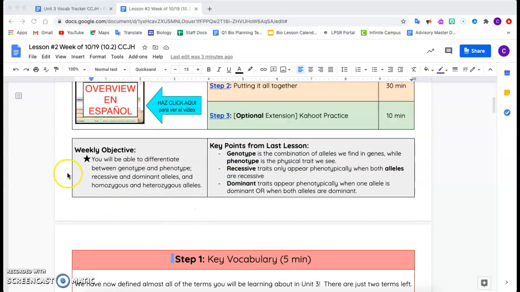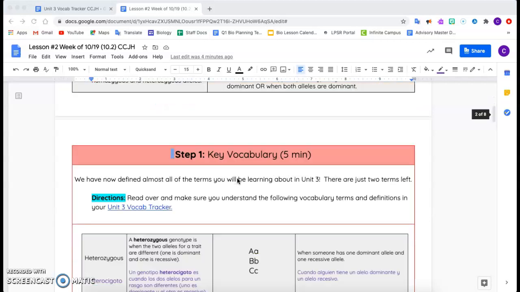Here is the weekly objective. You'll be able to differentiate between genotype and phenotype, recessive and dominant alleles, and homozygous and heterozygous alleles. And then here is a summary from last lesson. If any of this is confusing, please go back into lesson 10.1 and make sure that you are understanding everything. You can also go into your vocab tracker, make sure that you understand all your vocab.